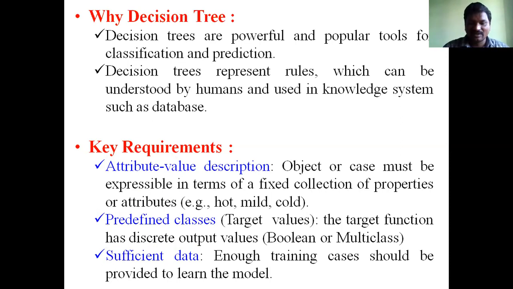That is a requirement for designing the decision tree. The training data set is very important. You have to give sufficient data for the training data set. Then only will it predict the class label for the testing data.